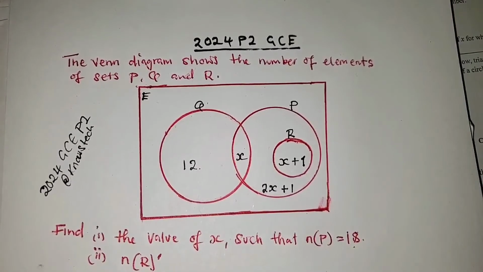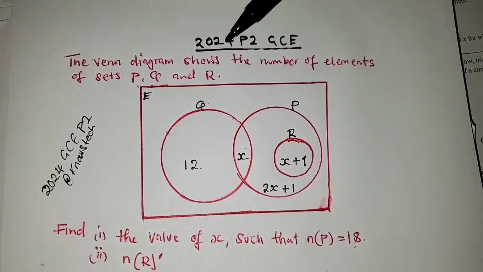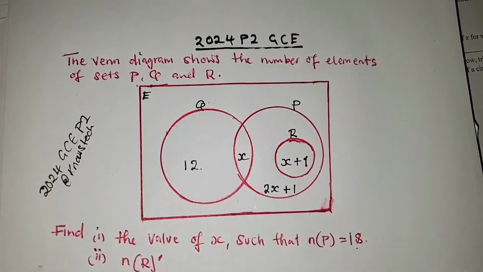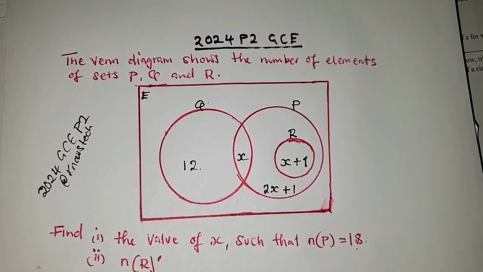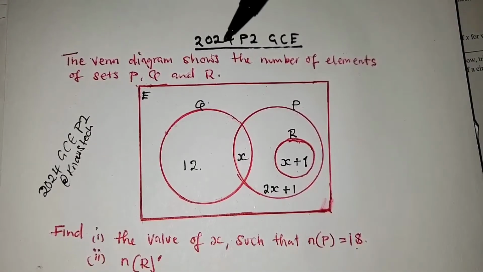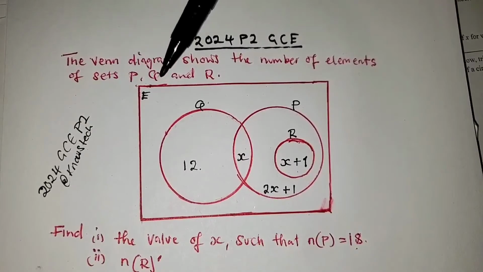All right, so in this video we're going to solve this question which came in 2024 Paper 2 GCE, under sets. We'll be revising 2024 GCE past papers before the 2024 internal exam. Now let's get started. The Venn diagram below shows the number of elements in sets P, Q, and R.